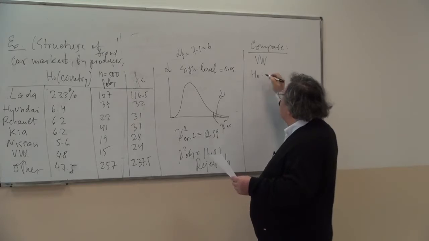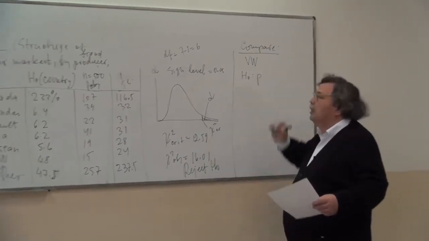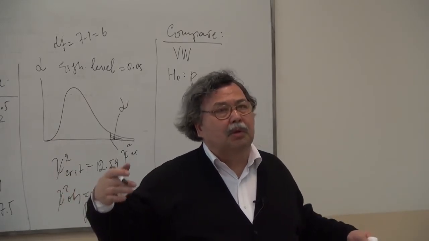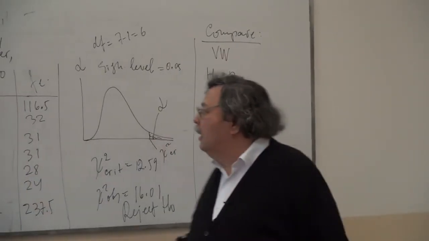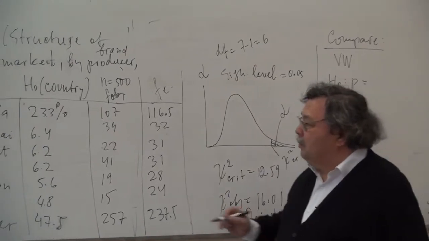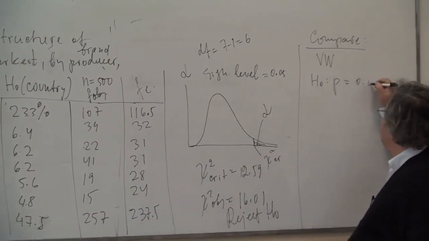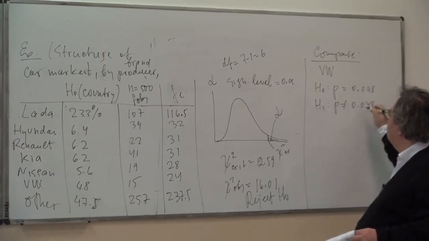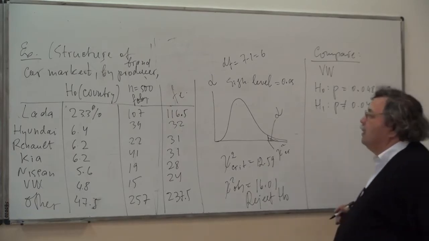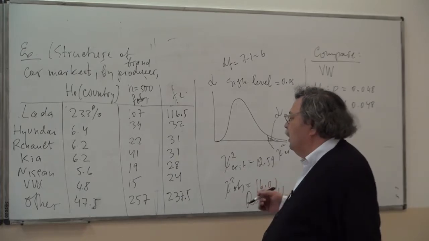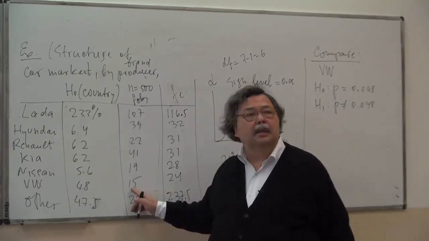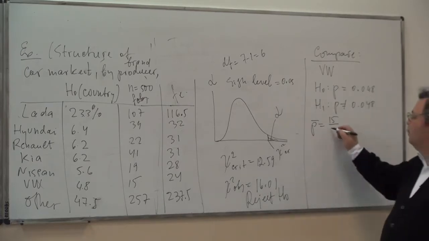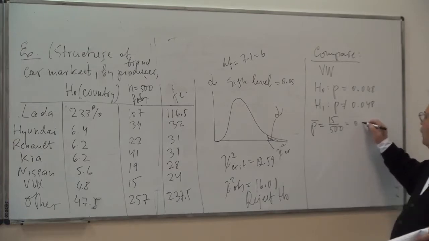Now, we can run this test. H0: the proportion of cars sold in this region that are of this brand, Volkswagen, is, well, unknown, but we hypothesized this value, 0.048, and H1 is P is not this. Okay, but then what is the observed sample proportion? It's this number: P bar is 15, the number of occurrences of this event here, divided by the sample size, which is 500, and it's 0.03.